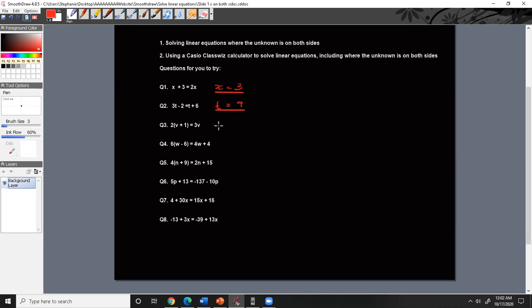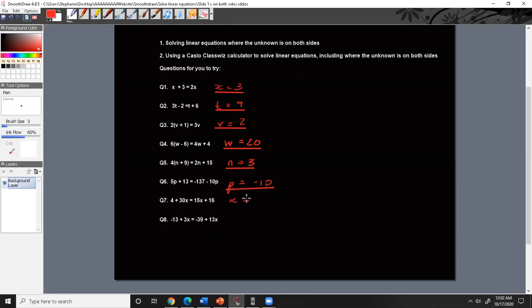The next one, the unknown is v, and v is equal to 2. Next one, w is the unknown, and w is equal to 20. The next one, n is the unknown, and n is equal to 3. The next one, p is equal to minus 10.